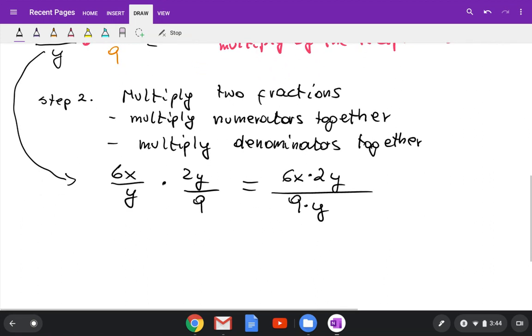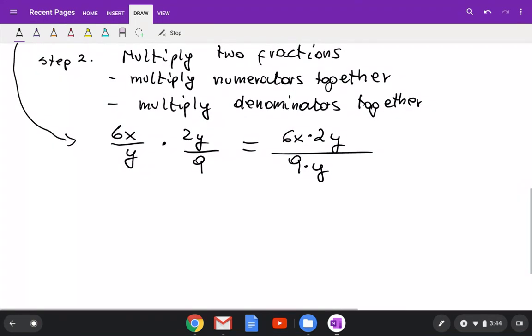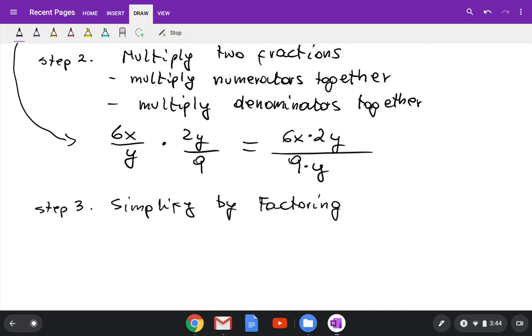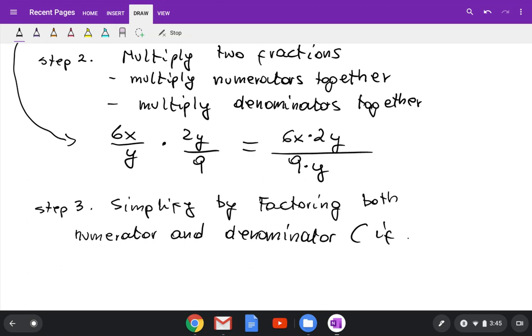And the last step will be factor, okay? Simplify. So step 2, step 3. Step 3, simplify by factoring both numerator and denominator, if possible, of course. If you can't factor, that means your expression is prime.